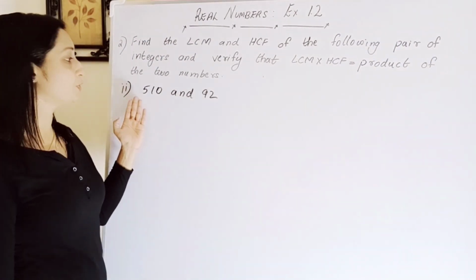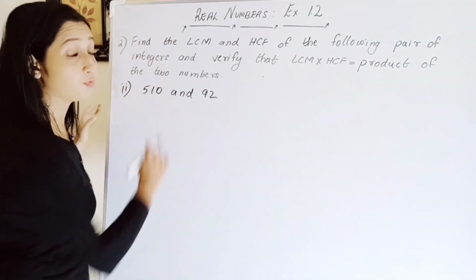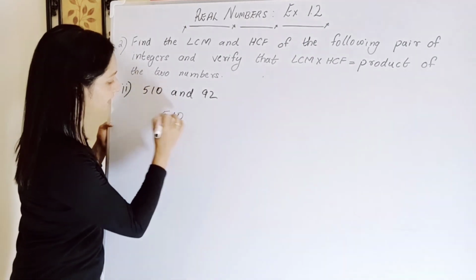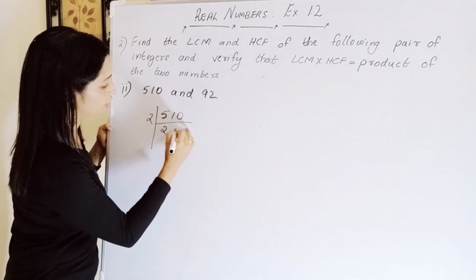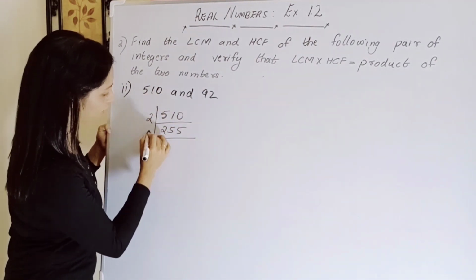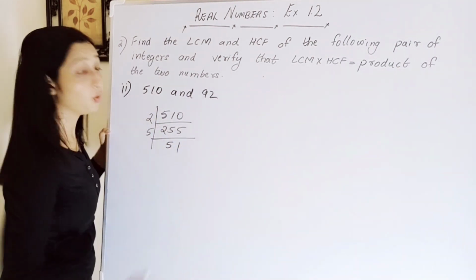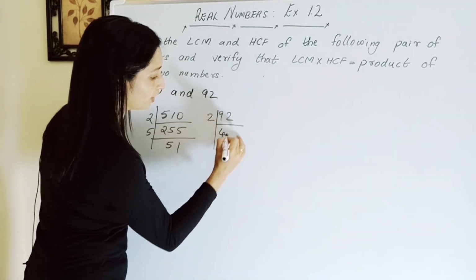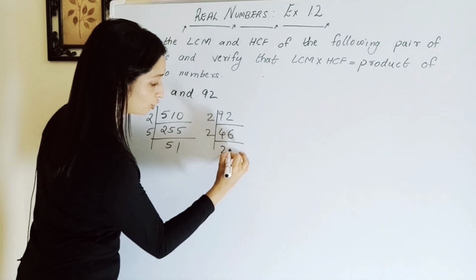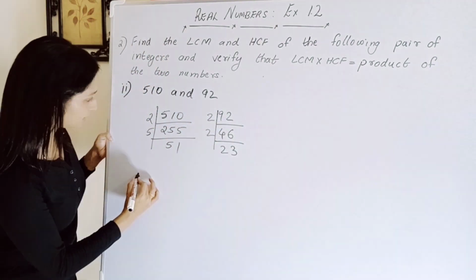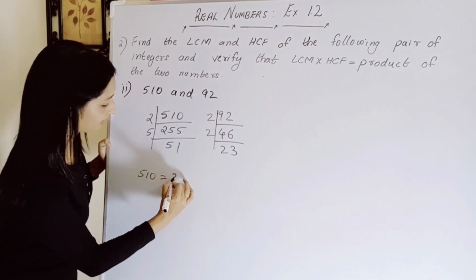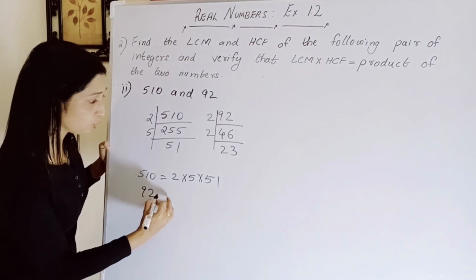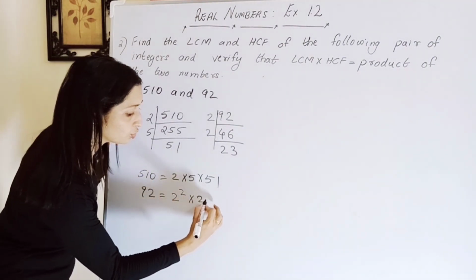Now let's move on to our second question, which is 510 and 92. First let us do the prime factorization of 510 and 92. 510 goes by 2, so you get 255. Again it goes by 5, you get 51. Now let us do the prime factorization of 92. It goes by 2, you get 46, again it goes by 2, you get 23. So let us write down the prime factors. 510 can be written as 2 into 5 into 51, and 92 can be written as 2 square into 23.